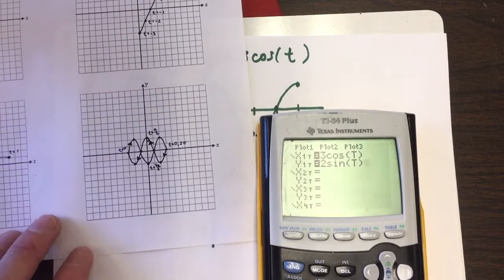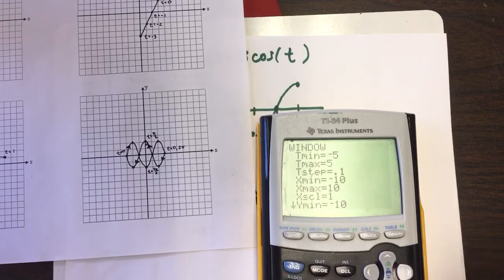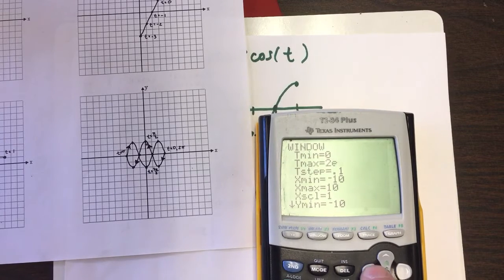Here's what we should look like. Now our window, negative 5 to 5. Okay, nope. We're going 0 to 2 pi. Wait, is it 2 sine t or 3 sine t? What was it?